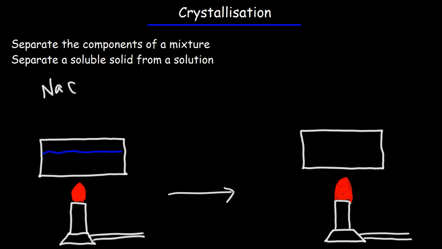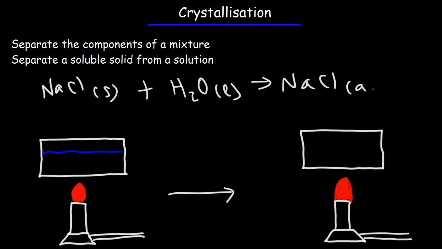Sodium chloride is an example of a solid that is soluble. This is basically table salt. And if you mix it with water, it's going to dissolve. Notice that in this reaction, the phase of NaCl changed from a solid to aq, which stands for aqueous, which means that it's dissolved in a solution.